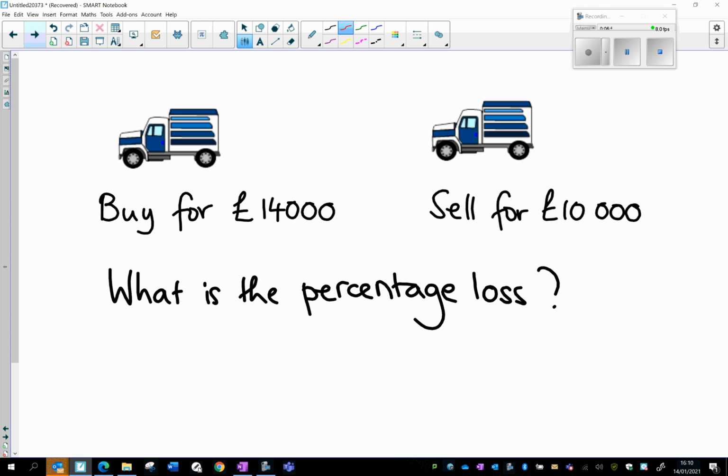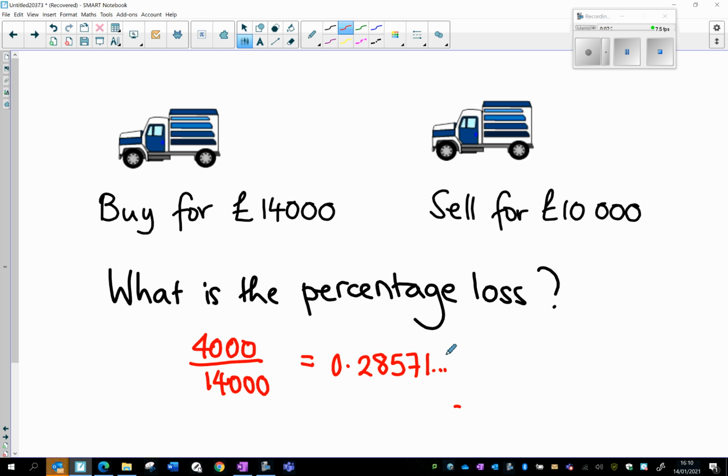For this one, the numbers are not so easy. You buy a van for £14,000, sell it for £10,000. What's the percentage loss? Well, the change is £4,000. The original cost of the van was £14,000. If you divide 4,000 by 14,000, well, that's just the same as 4 over 14, isn't it? And 4 divided by 14, if I do that calculation, comes out to 0.2857. So in this case, not a nice decimal.